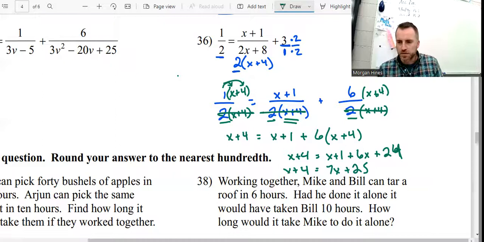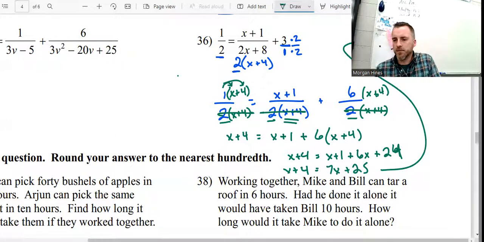Subtract 4 from both sides to get rid of this 4. I'll do that back up here. And this is going to become 21, 25 minus 4. And then I'm also going to subtract 7x from both sides. This becomes negative 6x. Divide by negative 6, x equals negative 7 over 2.